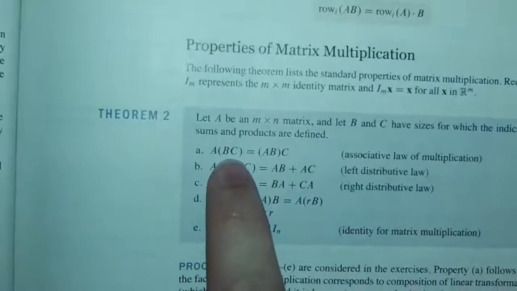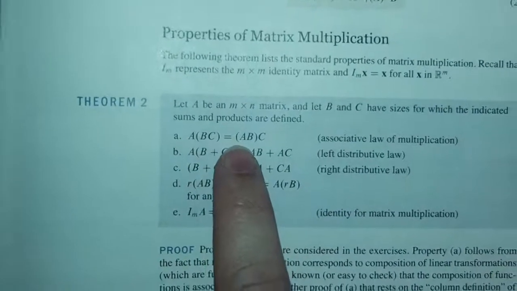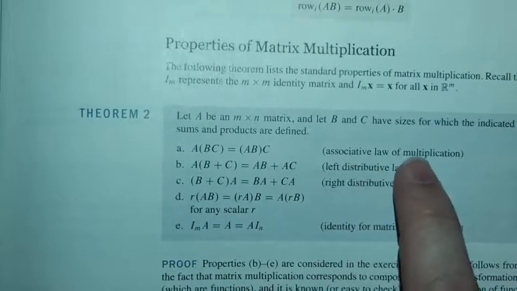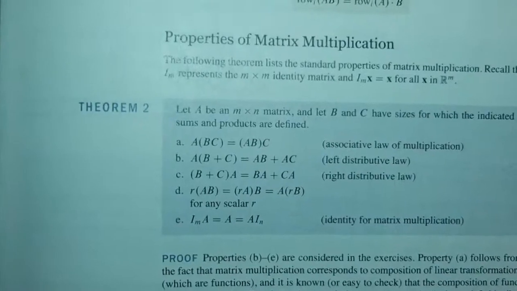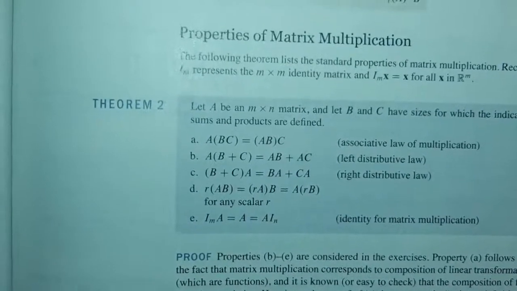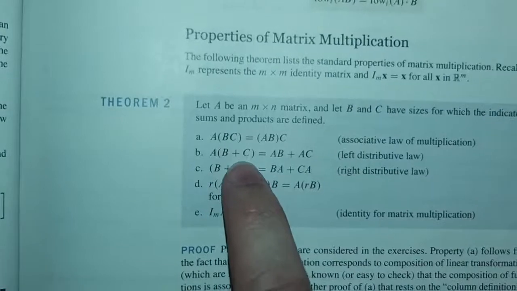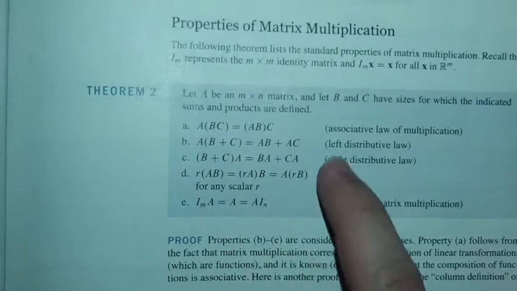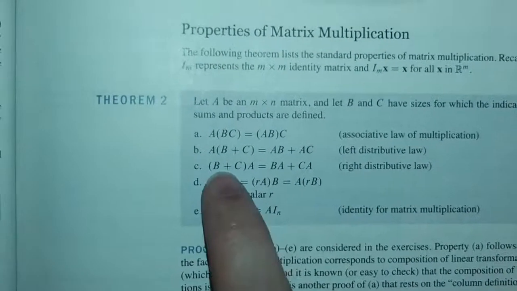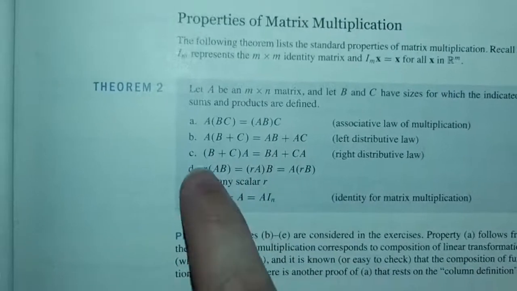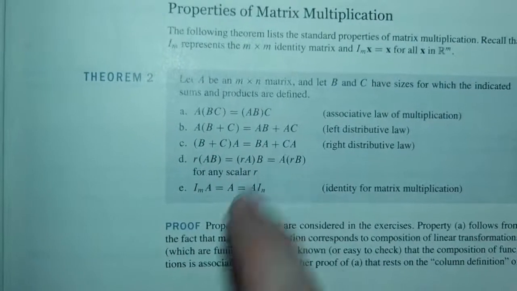So A times B times C is equal to A times B times C. That's the associative law of multiplication. So that's saying that it satisfies associativity. A times (B plus C) is AB plus AC. That's left distribution. And you can also distribute on the right. So (B plus C) times A is equal to B times A plus C times A.